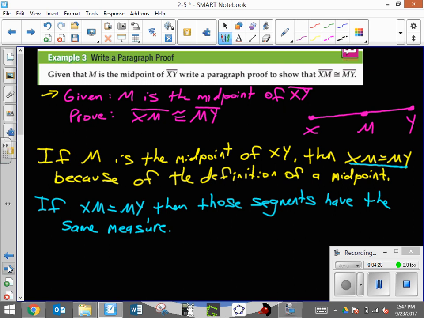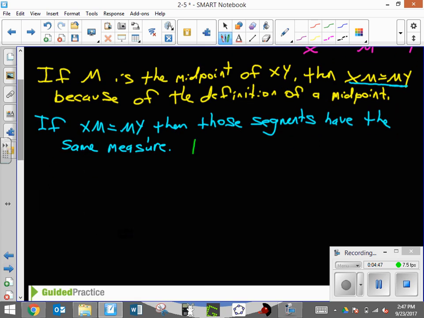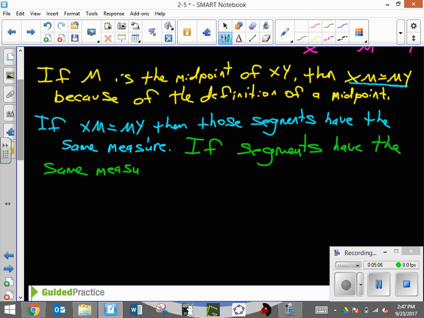Okay, and then if segments have the same measure, this is going to be my final statement, really, because I'm trying to link it together. If segments have the same measure, then my segments should be congruent. That is the definition of congruence in itself. So I'm going to state then if segments have the same measure, then they are congruent, which is the definition of congruence.